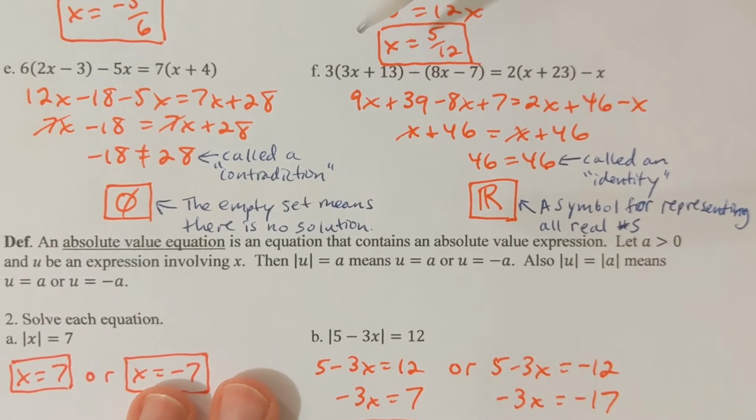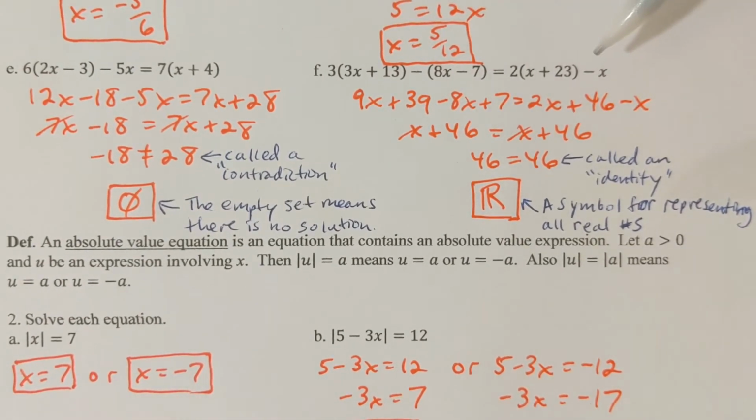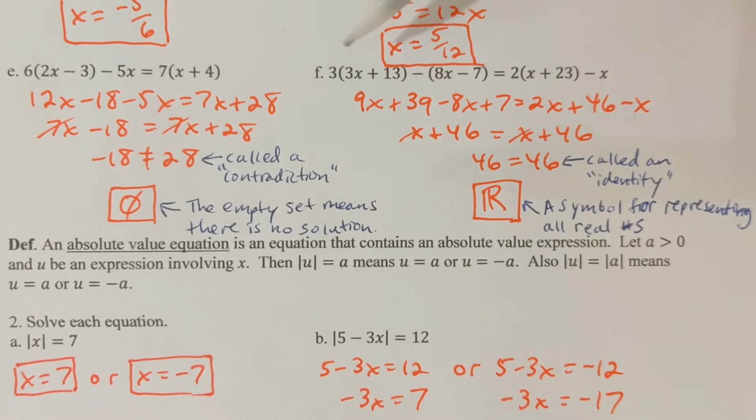Here's another one, part F. Okay, solve for x. Again, we'll need to distribute. So I've distributed 3, and then the negative 1, and then the 2 here. 9x plus 39 minus 8x plus 7 equals 2x plus 46 minus x. Okay, 9x minus 8x is x. 39 plus 7 is 46. 2x minus x is x, and then I've still got the 46.